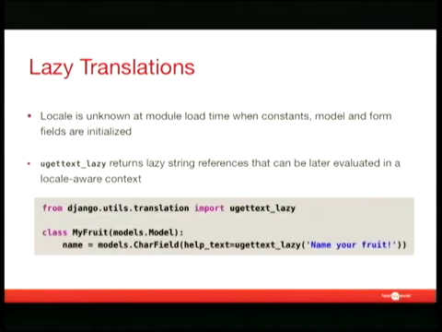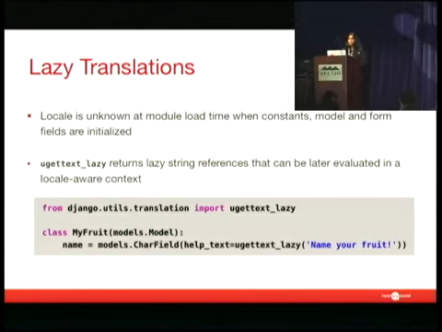There's also an idea around lazy translations. When the server is initializing, there's no concept of a locale. The locale is only known when a request comes in. So if you have certain constants or model field definitions that run at initialization, a normal ugettext call wouldn't know what to return. It'll just return an English string for an English string coming in.